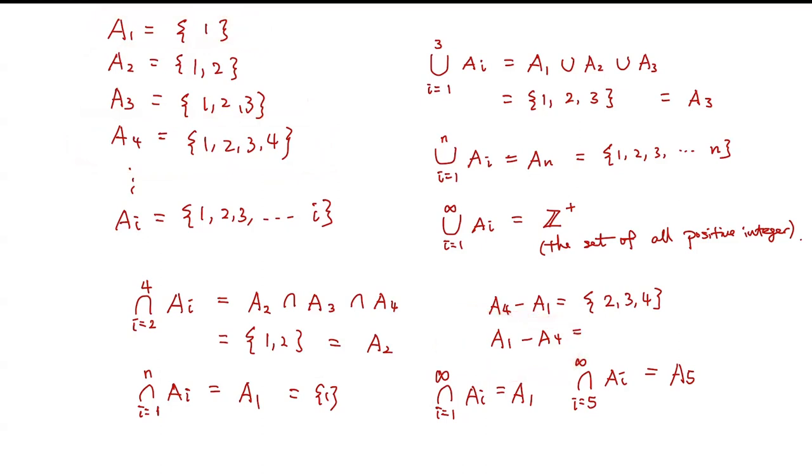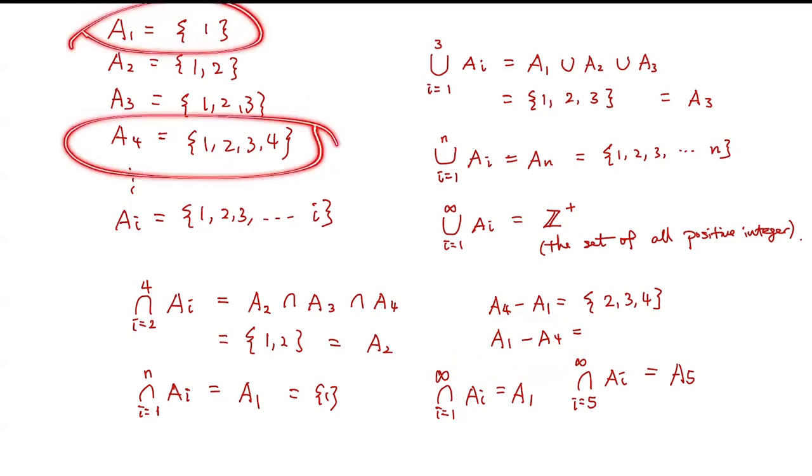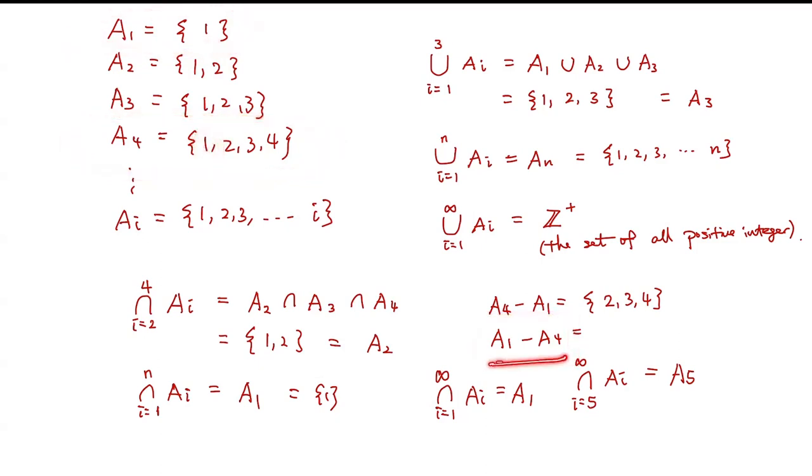Okay, I see people say the set of 1. Does the element 1 belong to A4? Yes, right? This 1 is an element of A4. So you cannot have 1 in your set. Since you are subtracting A4, that means you cannot have any element of A4 in your set. If you look at A1, you only have 1 as an element, and this 1 also belongs to A4, so you will get the empty set.